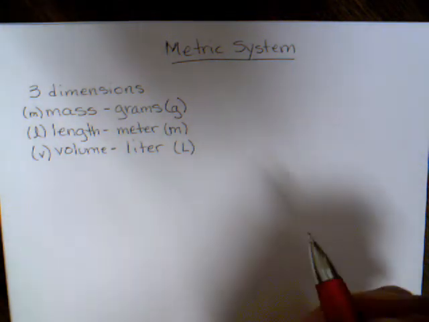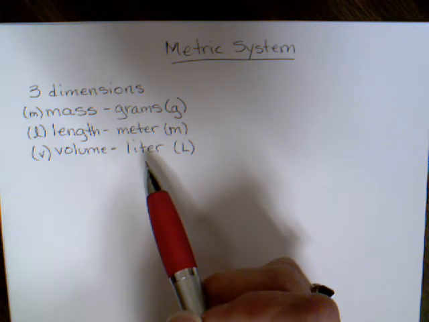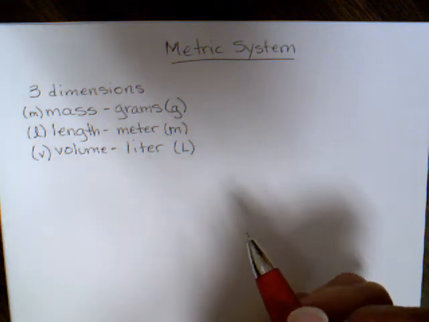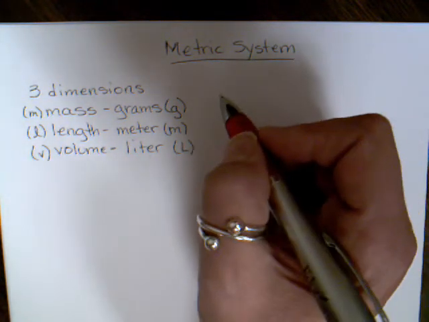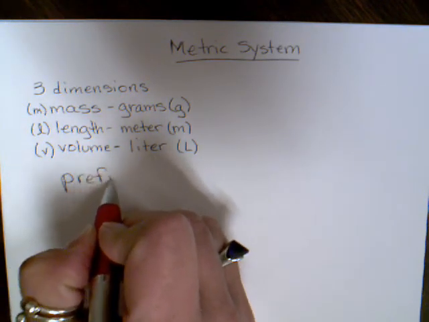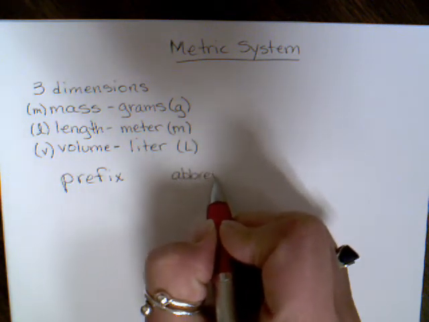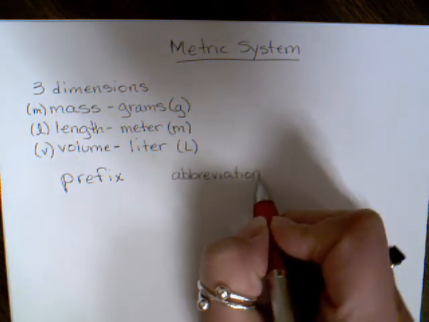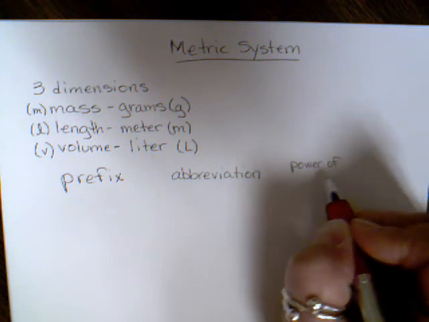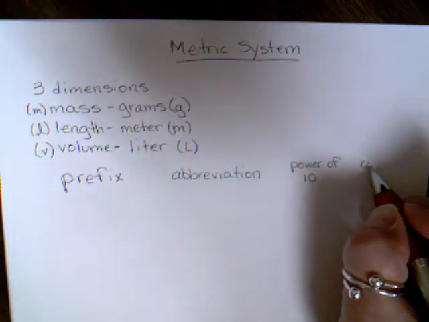There are several prefixes that we can add to these base units right here that tell us that there are more or less of them. So let's just cover those here. I'm going to make a table for the prefix, the abbreviation, the power of 10. The metric system is all based on the power of 10, and the conversion factor.